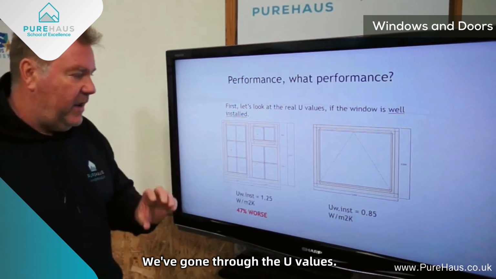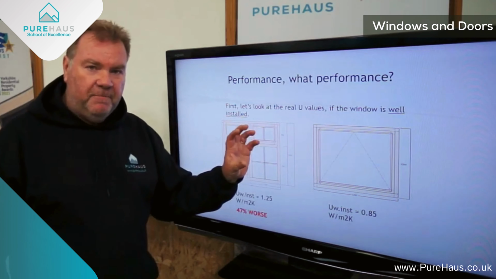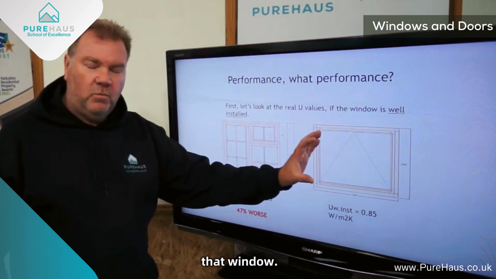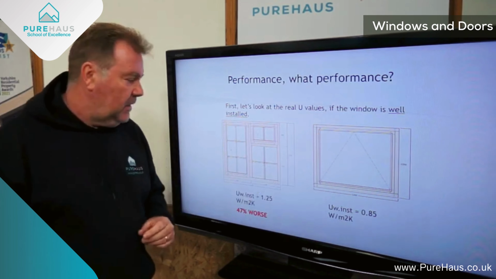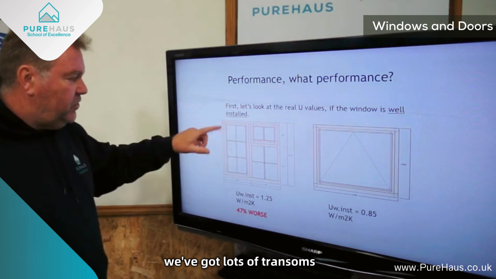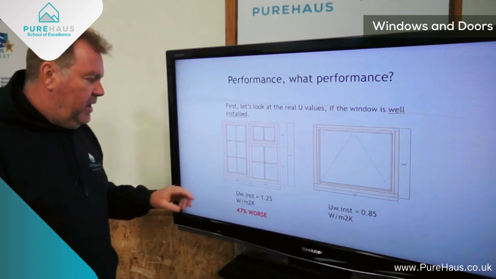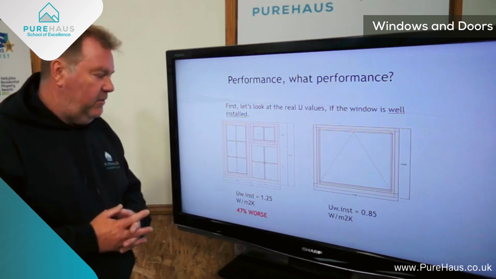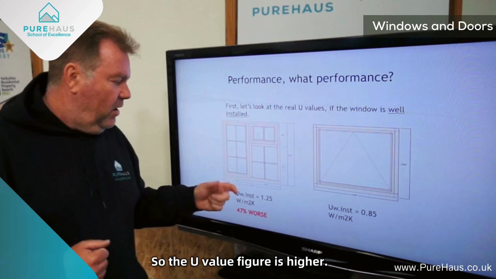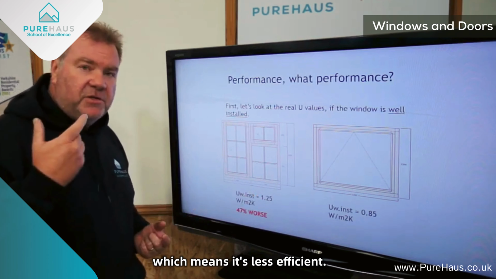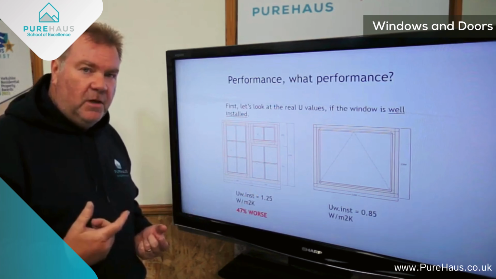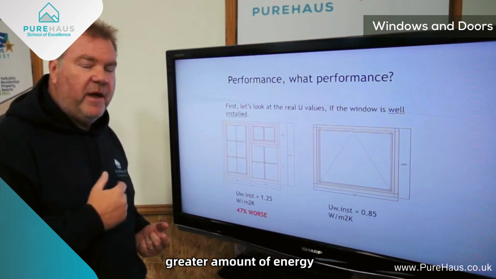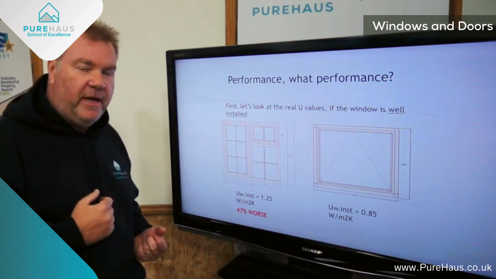We've gone through the U values. That's how much energy is going to be lost through that window. Here, we've got lots of transoms and we've got mullions. We've got a U value of 1.25. So the U value figure is higher, which means this is less efficient. You're transferring a greater amount of energy through it, even though regulations say it's the same. It's not the case. So this is 47% worse than that window.